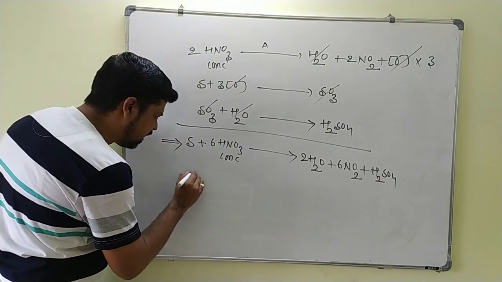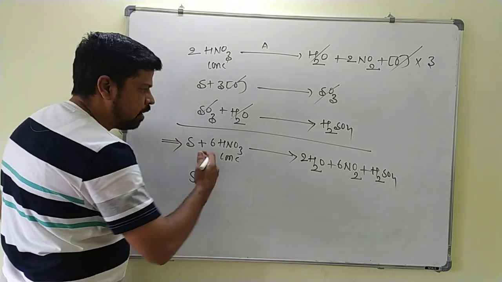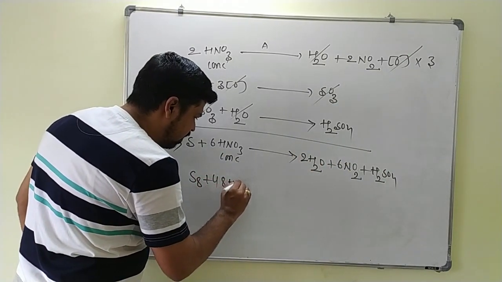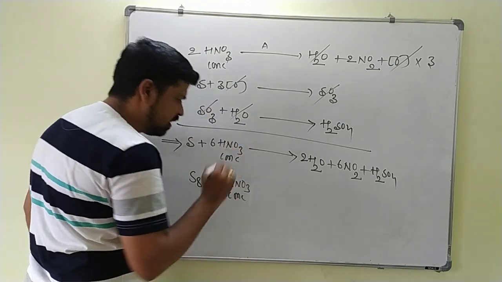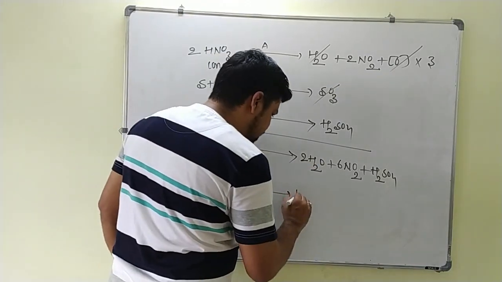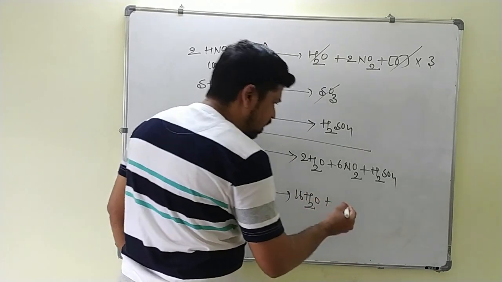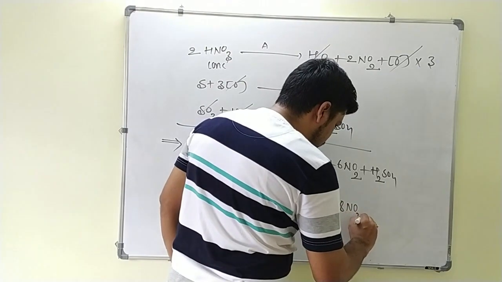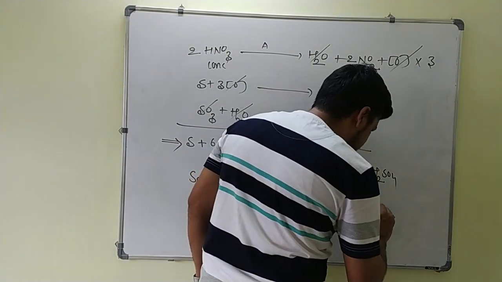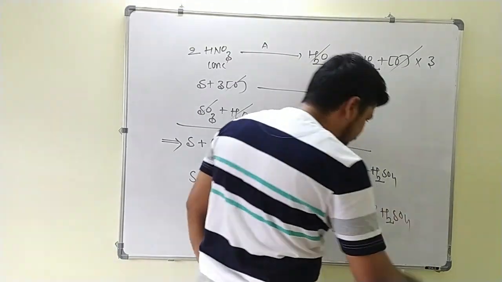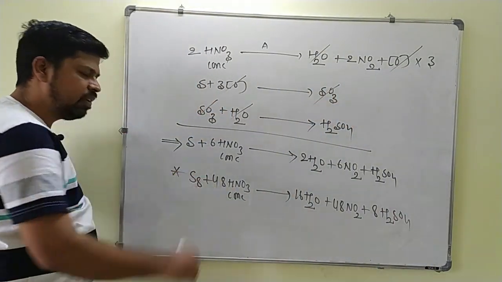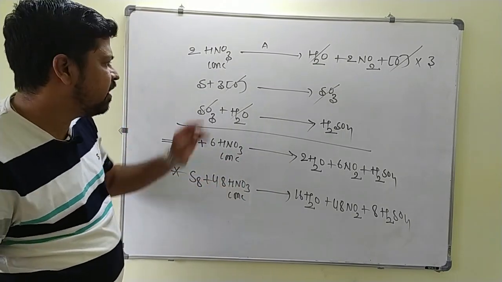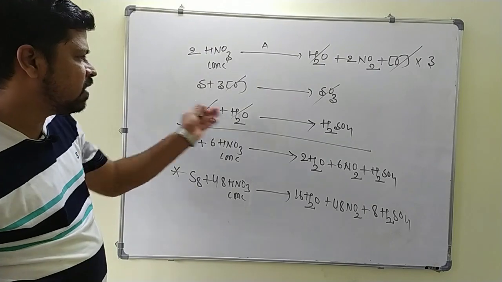So this is the actual reaction. But in the NCERT they have given it multiplied by 8, so that everything remaining is multiplied with 8 here. This is 48 HNO3, concentrated HNO3, and 16 water molecules, and 48 NO2 molecules, and this you will get as 8 times H2SO4. This is the reaction given in the NCERT. This is the oxidation of sulfur to sulfuric acid.